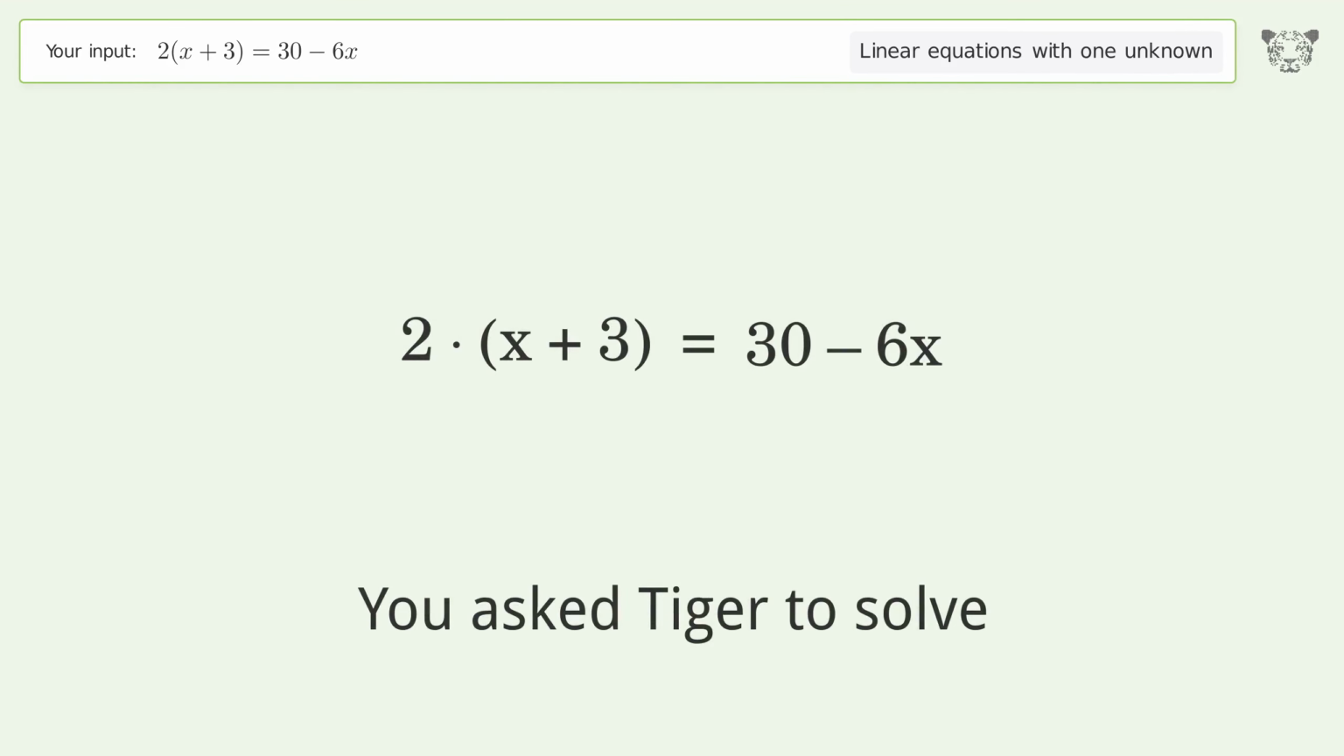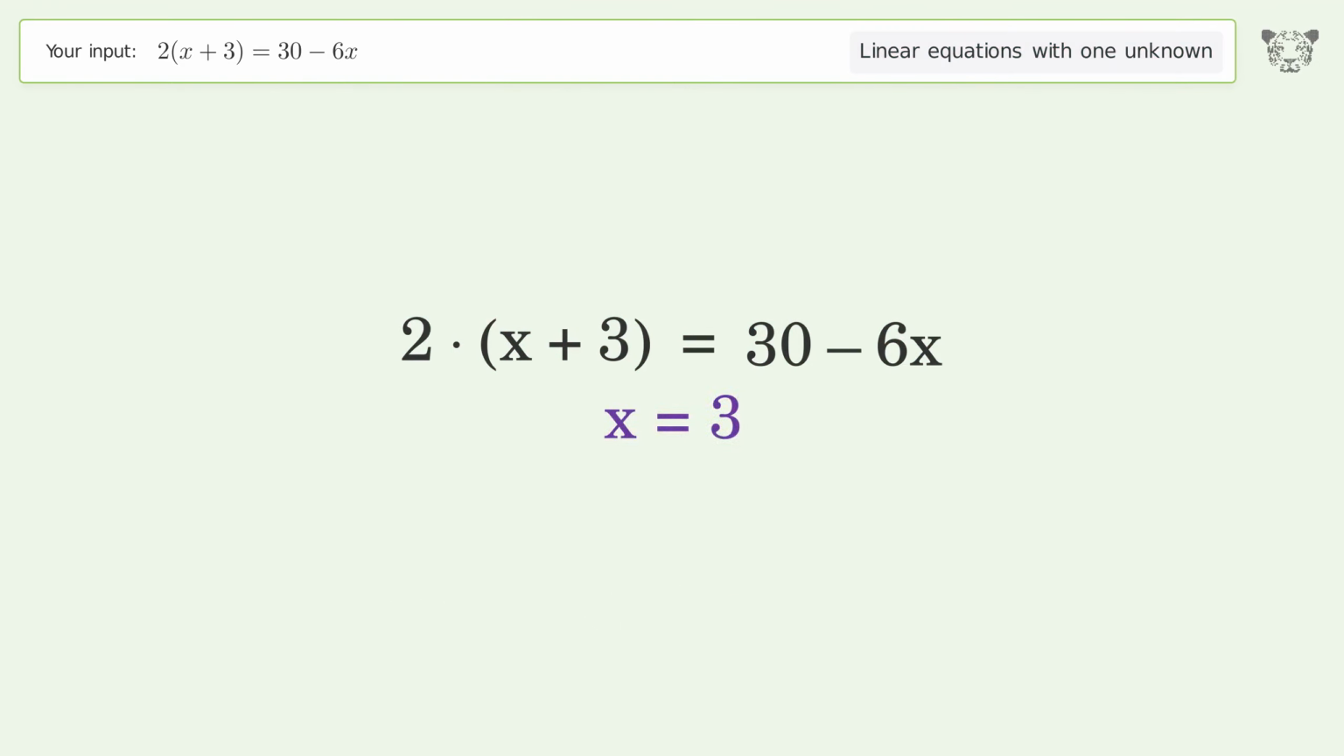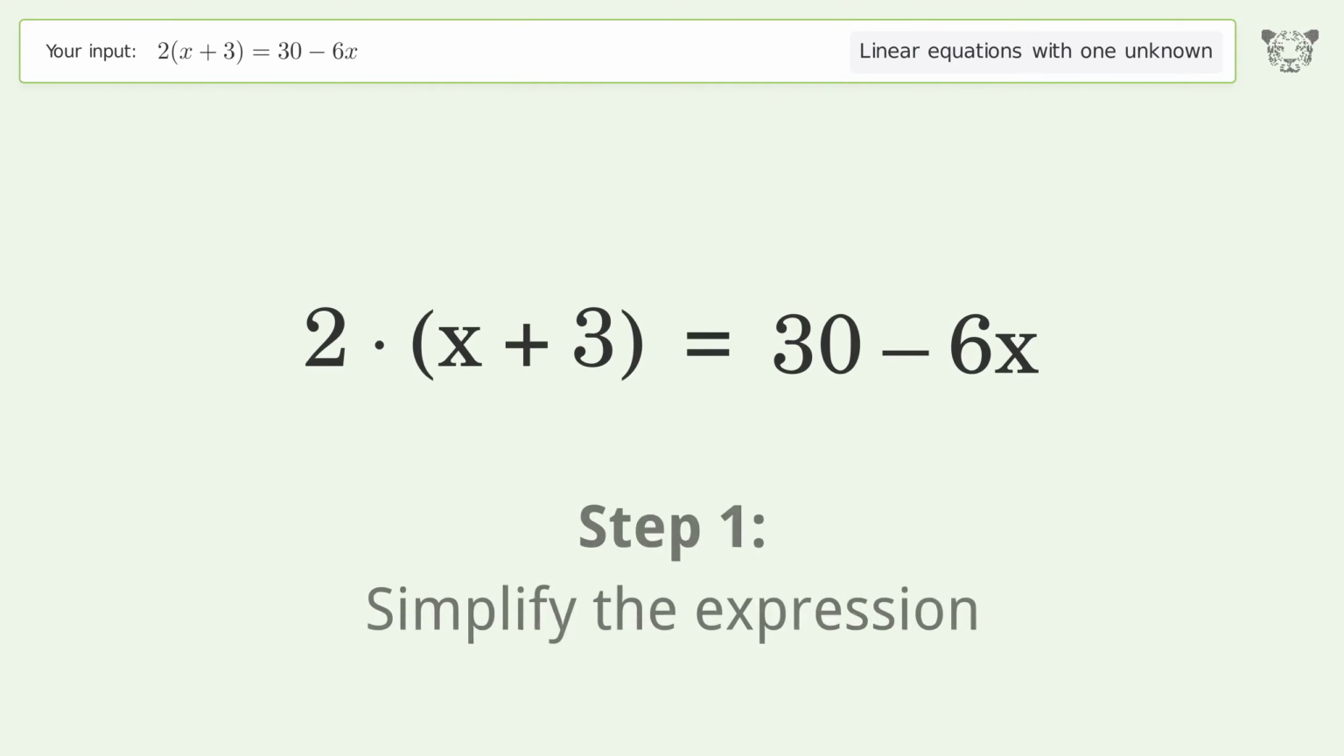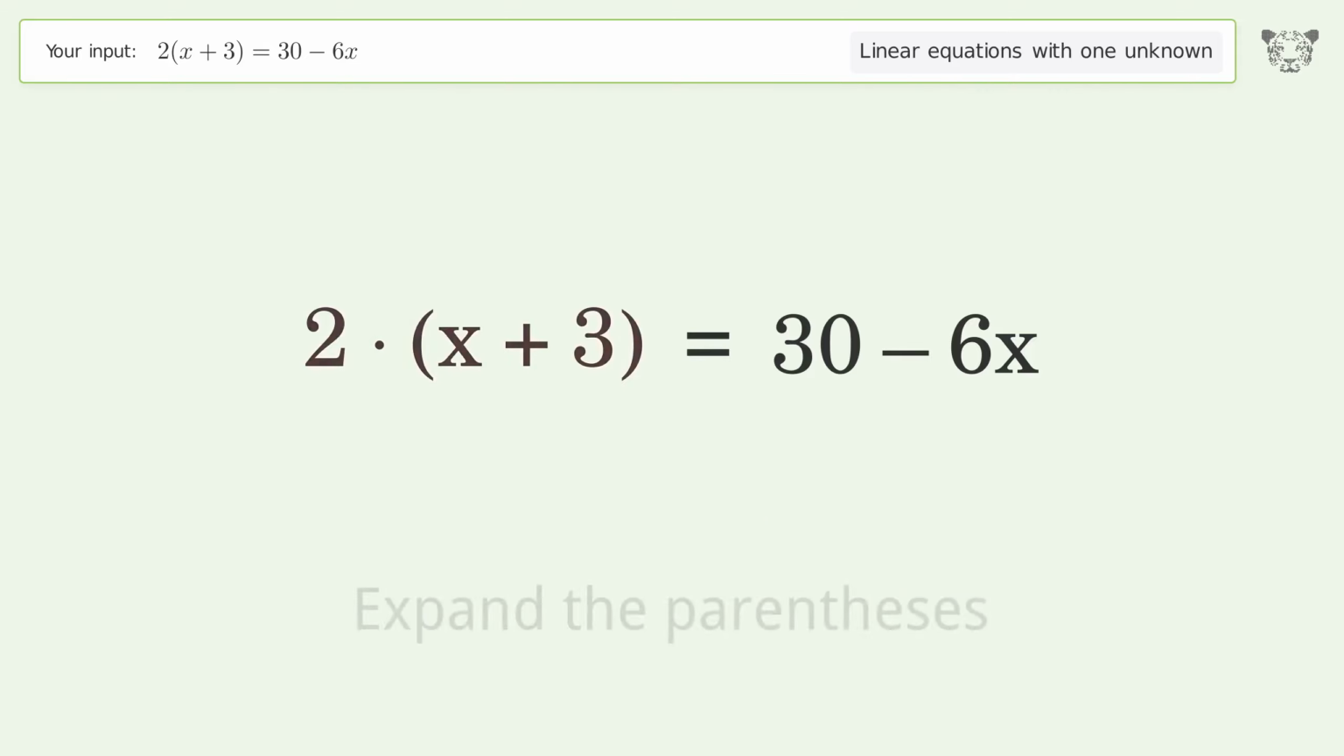You ask Tiger to solve. This deals with linear equations with one unknown. The final result is x equals 3. Let's solve it step by step. Simplify the expression. Expand the parentheses.